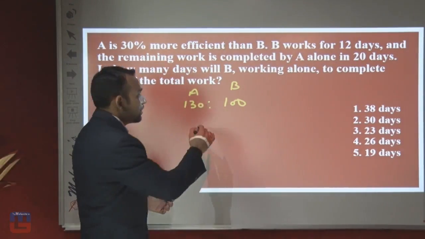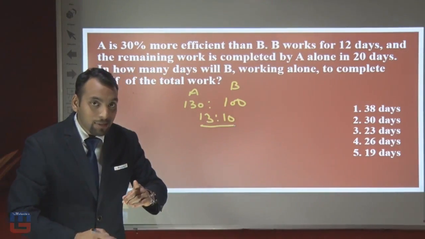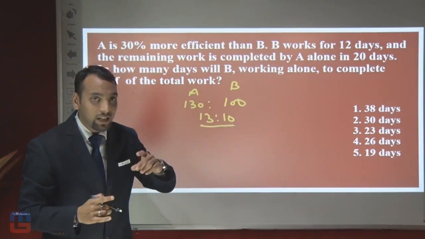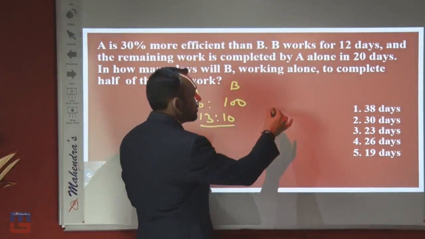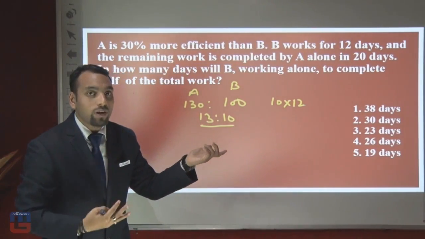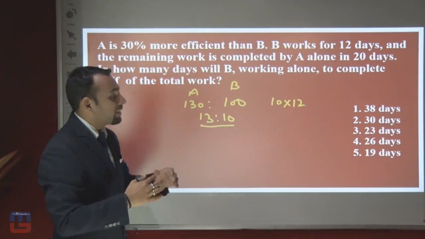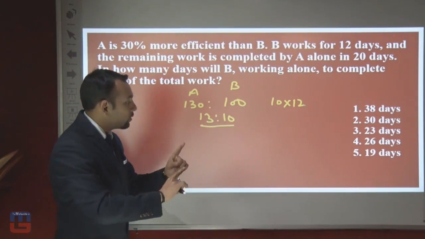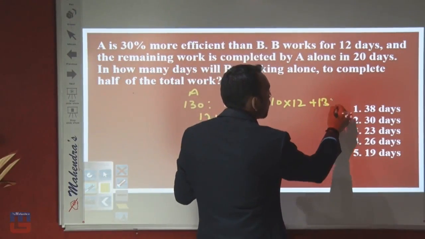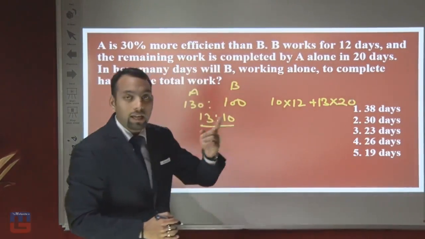Now you can see here the efficiency of A and B is 13:10. Now what the question is saying, B works for 12 days. This is B, whose 1 day work is 10, B works for 12 days, which means 10 into 12, this is the work of B. And the remaining work is completed by A alone in 20 days. You can see here the efficiency of A is 13, so plus 13 into 20. This is the remaining work, and the other is the work done by B.